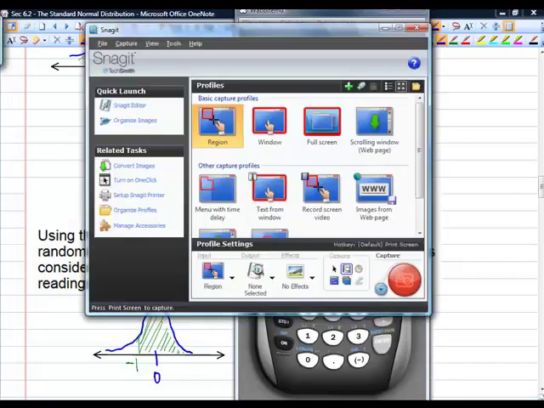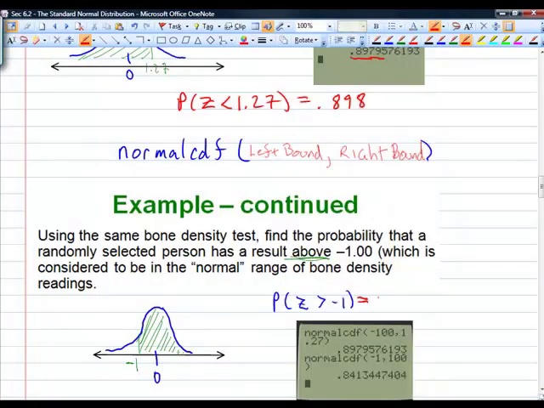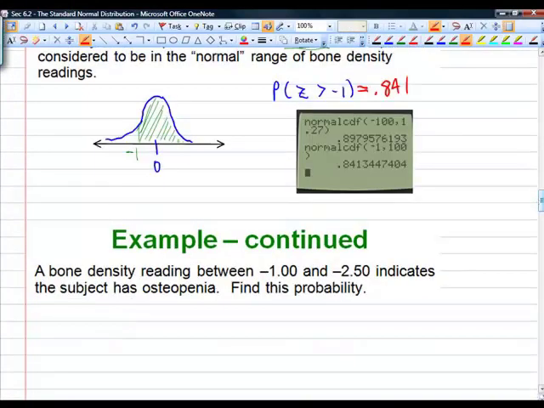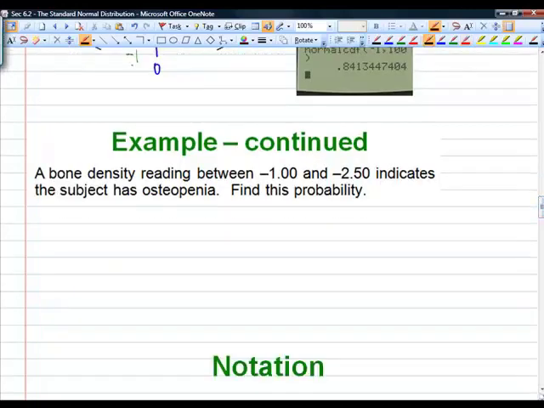And remember, this is the normal range, so we want this to be a fairly high probability. I'm okay with that. So this probability is going to be 0.841. All right, now a bone density reading between -1 and -2.5 indicates that the subject has osteopenia. Find this probability. Once again, start with the graph.